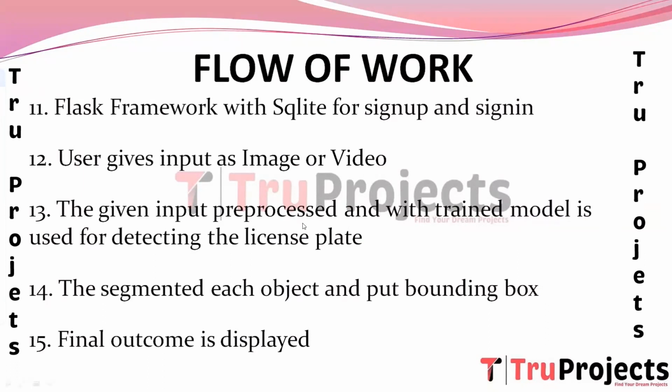Next, we have the given input pre-processed, and a trained model is used for detecting the license plate. Pre-processing involves preparing the user-provided image or video for analysis. Next, we have each object segmented with an input bounding box. After license plate detection, the system segments or isolates each detected license plate.